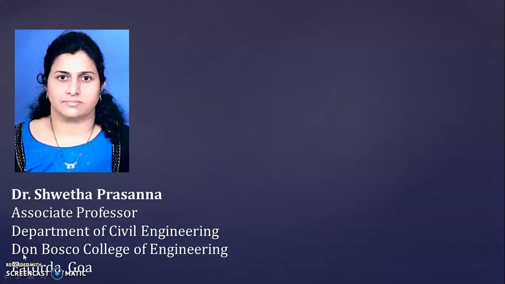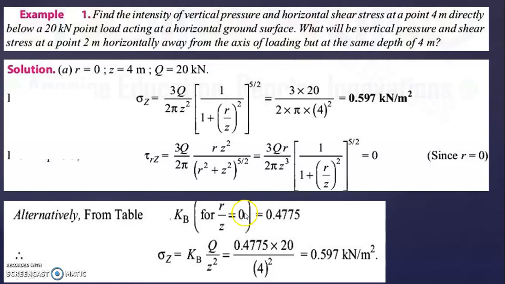Hello my dear students, let us solve some of the numericals on this vertical stress distribution. Let us take this example. Find the intensity of vertical pressure and horizontal shear stress at a point 4 meter directly below a 20 kilonewton point load acting at a horizontal ground surface.